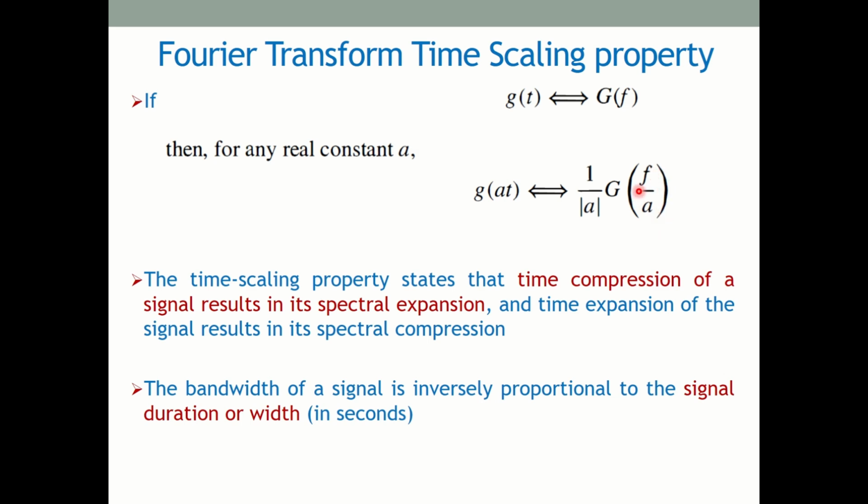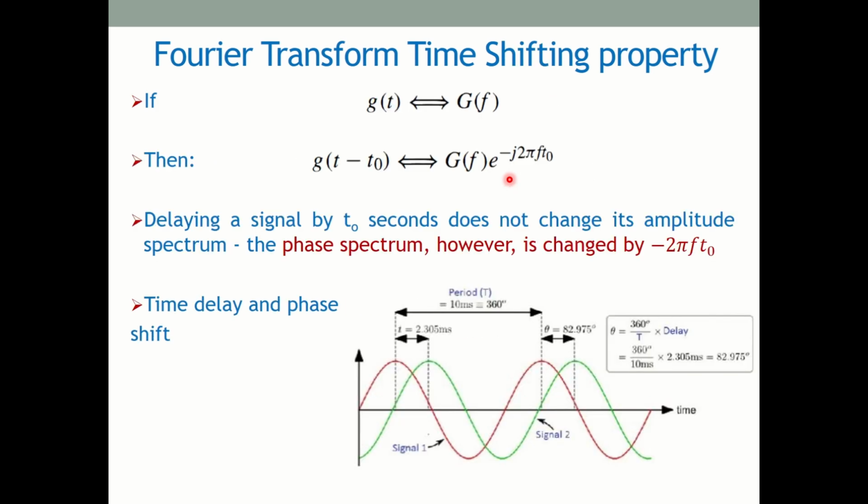From this, it does not look like we are getting an expansion, but the way we get expansion is that now the steps on the frequency axis are smaller, but the overall signal width is large. So the bandwidth of a signal is inversely proportional to the signal duration or width. Now if the width of the signal is large in the frequency domain, its width in the time domain will be narrow, right? So this is how it works.